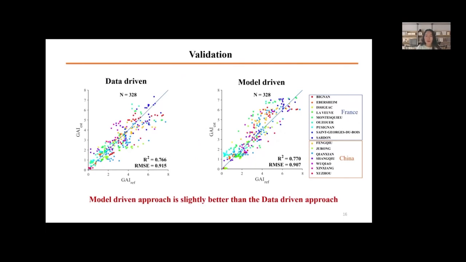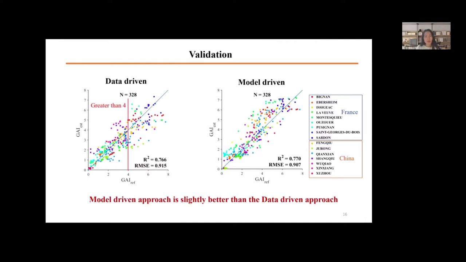We also compare the data-driven and the model-driven approaches. From the figure, we can see the model-driven approach is slightly better than the data-driven approach. The RMSE is close to 0.9, and R-square is close to 0.7. However, in the data-driven approach, when the GI value is greater than 4, the model underestimates. That is because the observed dataset lacks high GI values, so it can't estimate high GI.